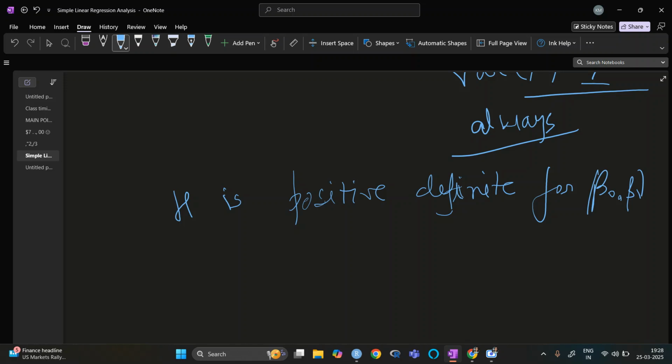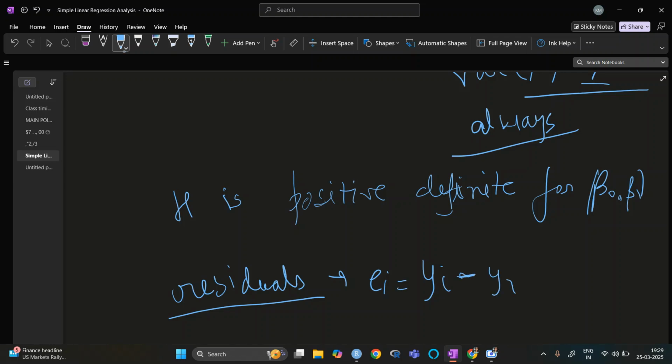So next, these are some points, we say. We have the fitted regression model as beta naught plus beta 1 x. And then the residuals. So residuals are basically the real value minus the fitted value, so ei will be yi minus yi cap. So these are the residuals of the data.